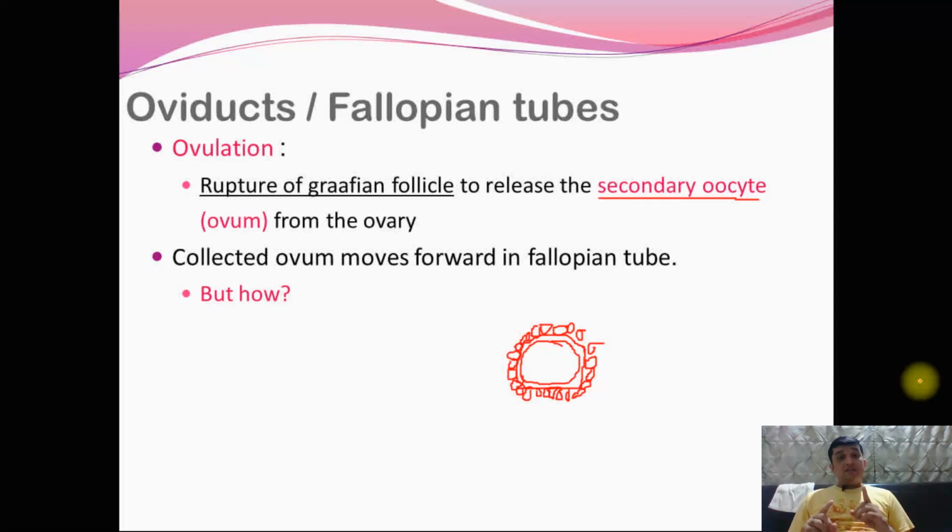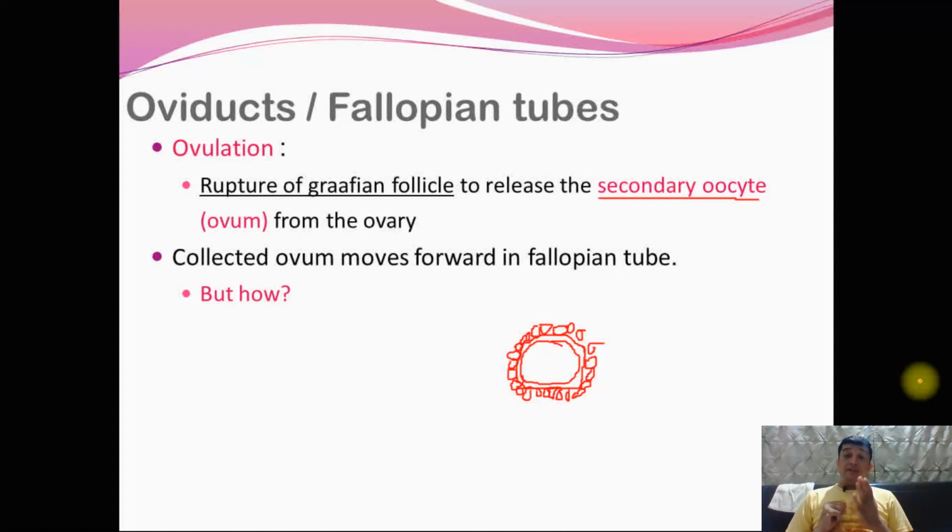But cytokinesis in the process of oogenesis is not equal. That means the cytoplasm will be given to one cell in a huge amount, to a larger extent. Most of the cytoplasm will move towards one cell, and the second cell will not receive the cytoplasm. That cell we refer to as a polar body, while the other cell is the secondary oocyte. This is to increase the chances of survival of the secondary oocyte.